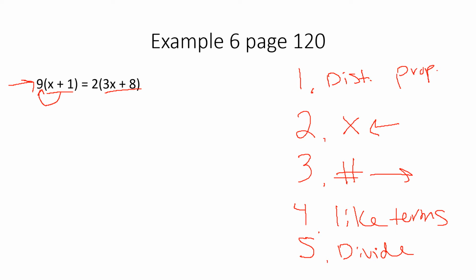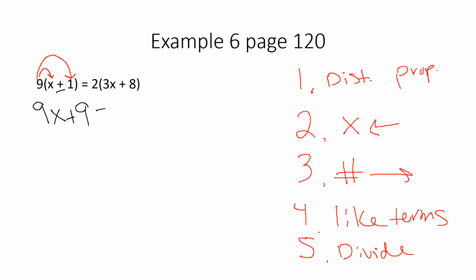I'm going to erase all of these so we can stay together here. Distributive property is when we suck this into the parentheses. Remember, we multiply it to every piece, and we stop when that parenthesis stops. 9 times x is 9x plus 9 times 1 is 9.